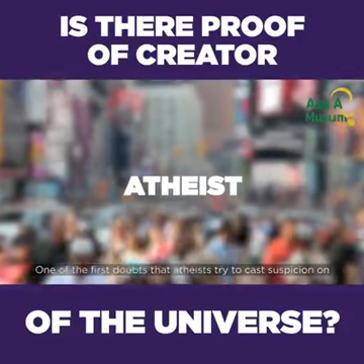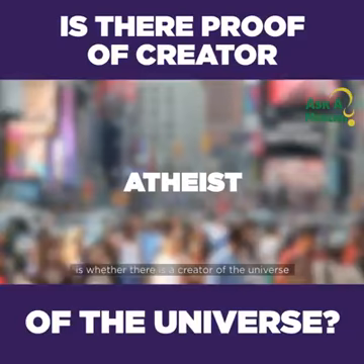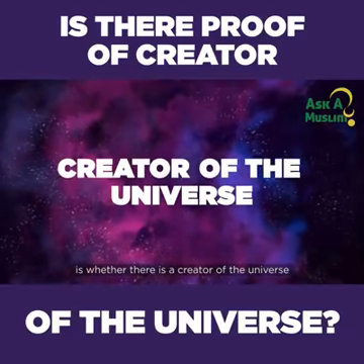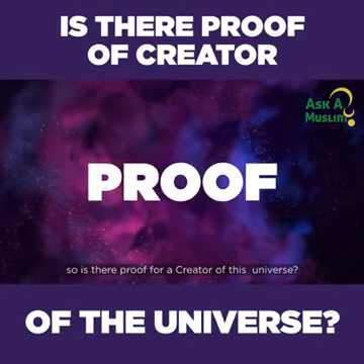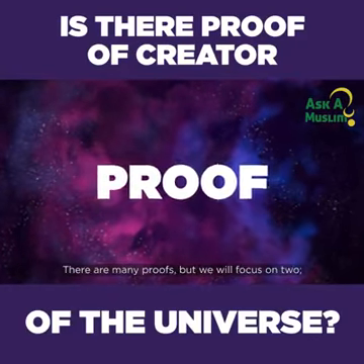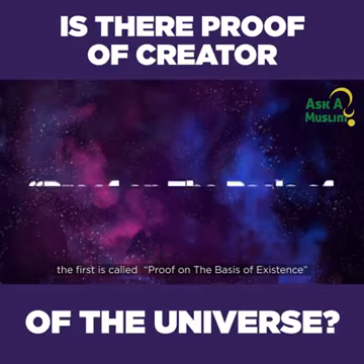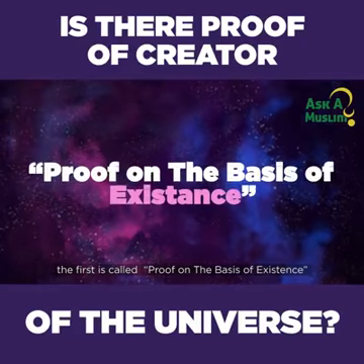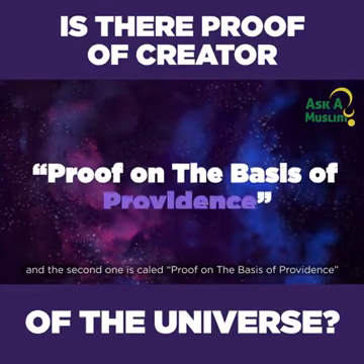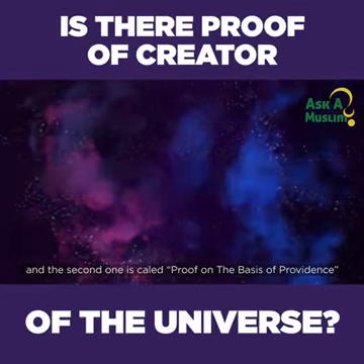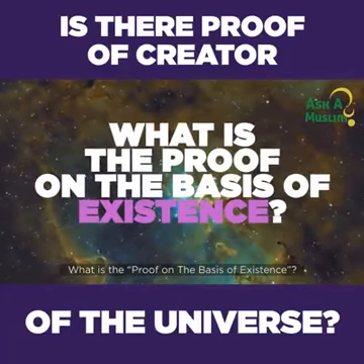One of the first doubts that the atheists try to cast suspicion on is whether there is a creator of the universe. So, is there a proof of a creator of the universe? There are many proofs, but we will focus on two. The first is called the proof on the basis of existence, and the second one is called the proof on the basis of providence. What is the proof on the basis of existence?